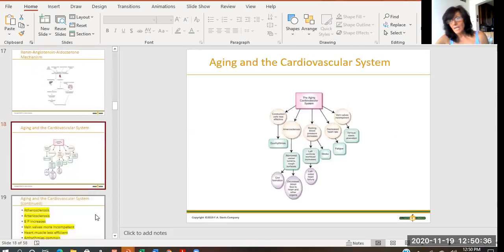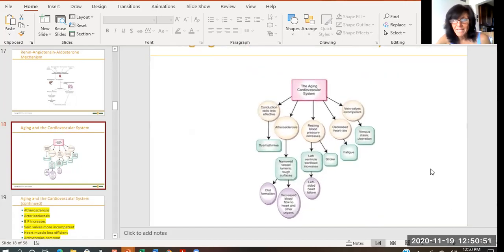So what happens when we get older? And, you know, other people, not me. Aging does affect the cardiovascular system. I mean, it's a fact, because parts start to wear out. And so, you know, what happens as we start to age? I'm going to make this a little bit bigger, so hopefully you guys can see it.